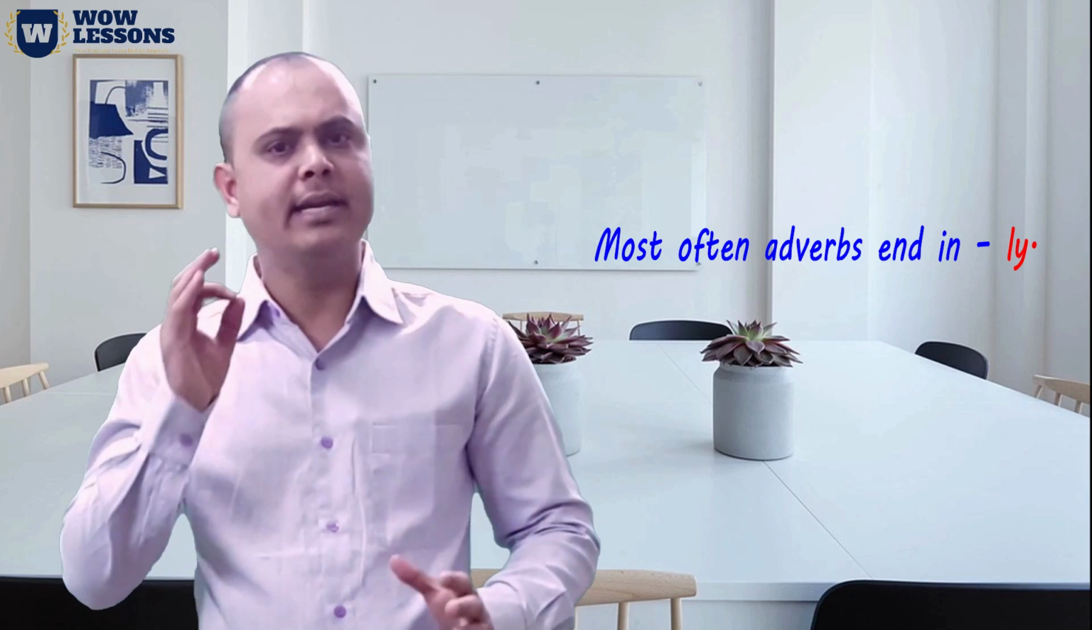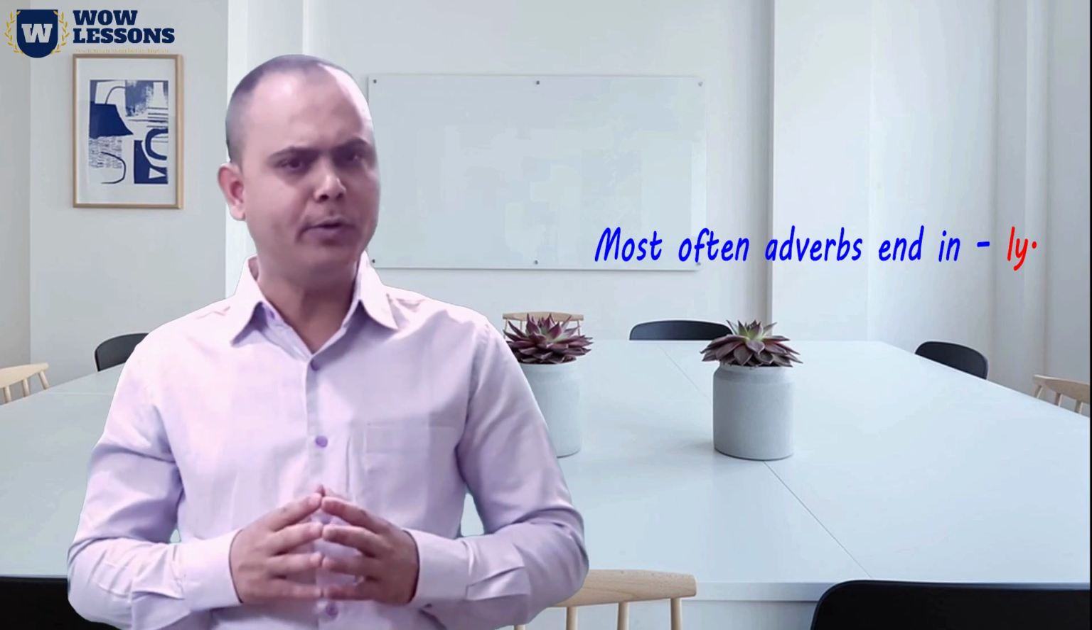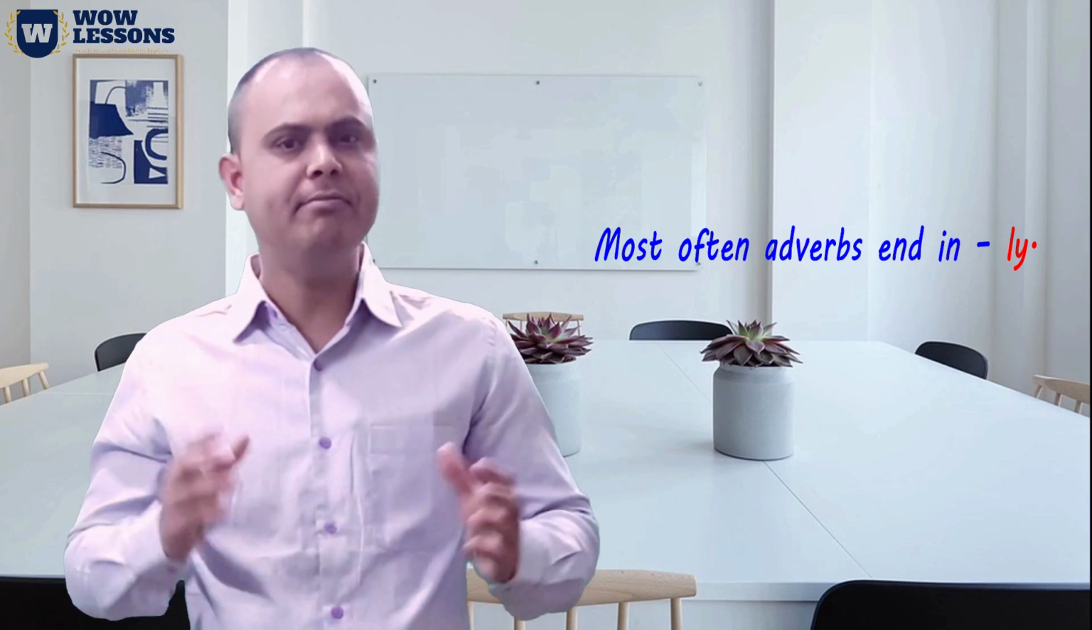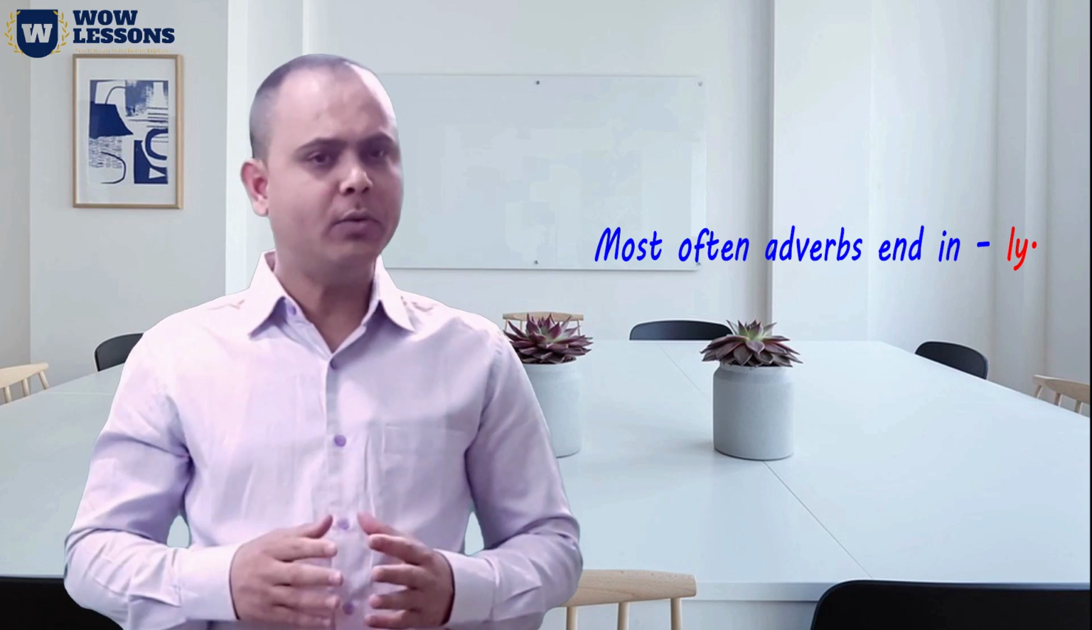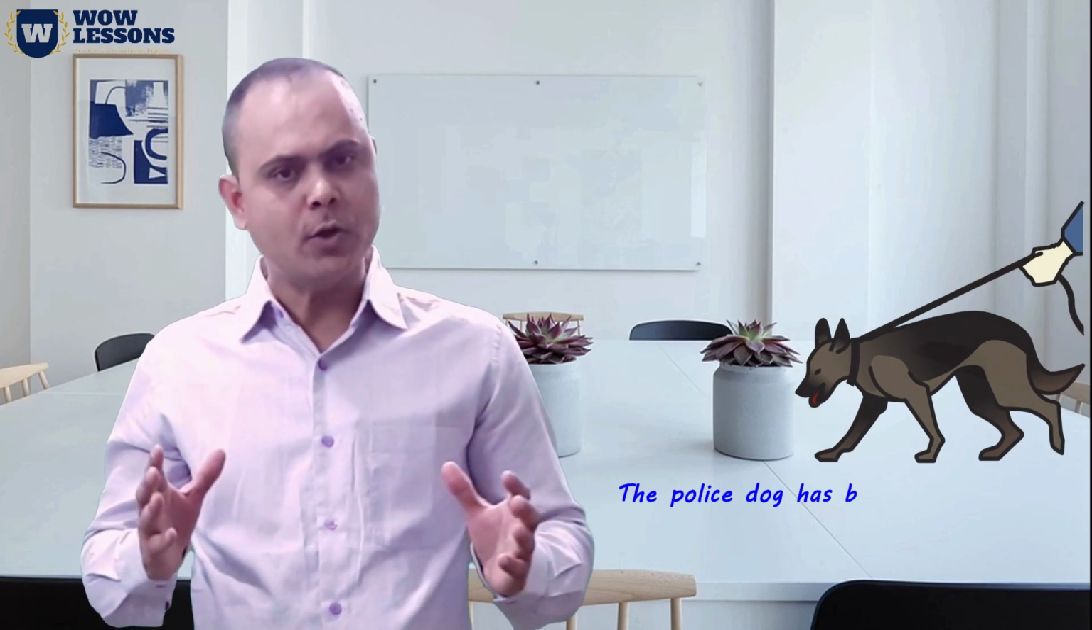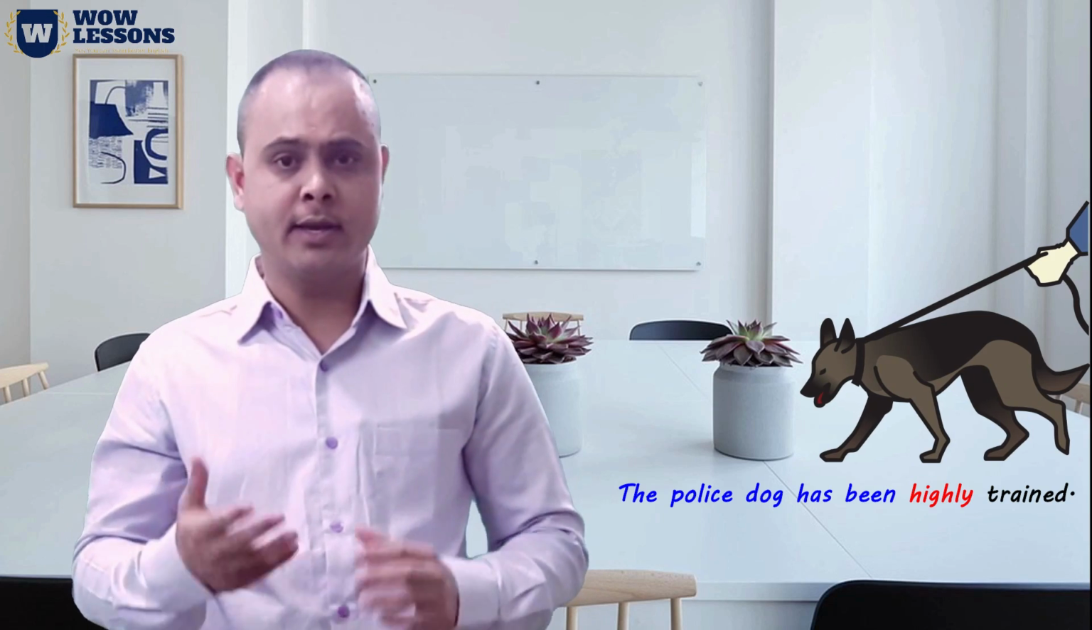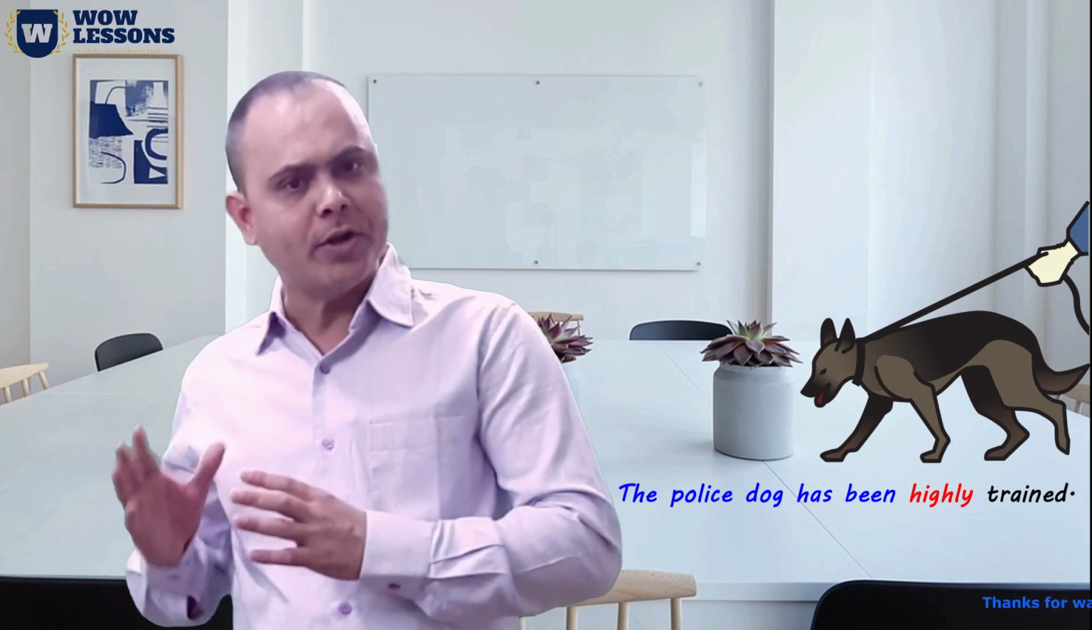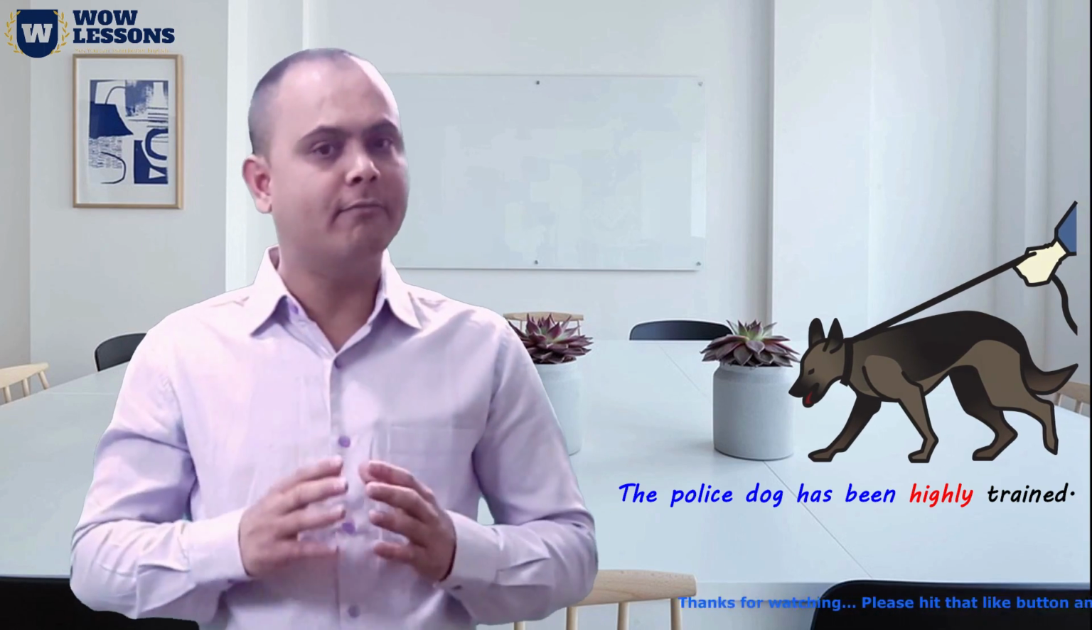We will cover them in a separate lesson in detail. But for right now, all you need to know is they modify these other parts of speech, and most often they end in ly. That's a helpful tip when you are dealing with adverbs. In this particular example, the police dog has been highly trained. That is an adverb modifying trained, which is a verb. It's modifying a verb, so it's an adverb.